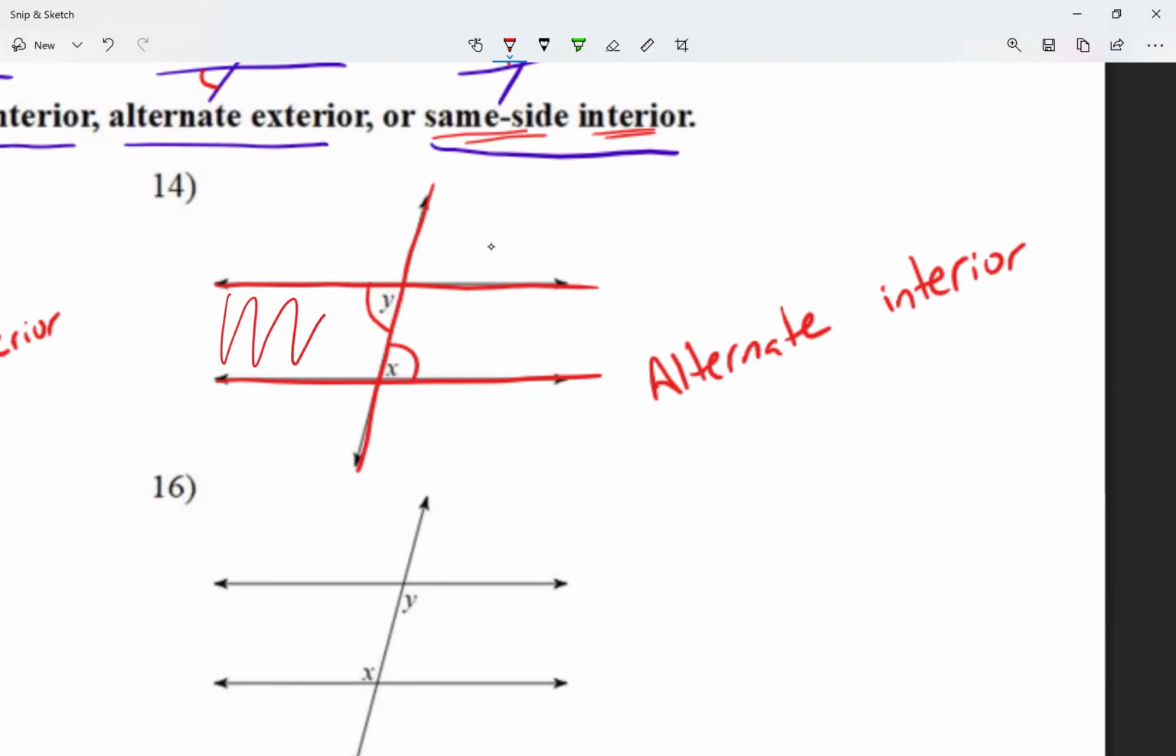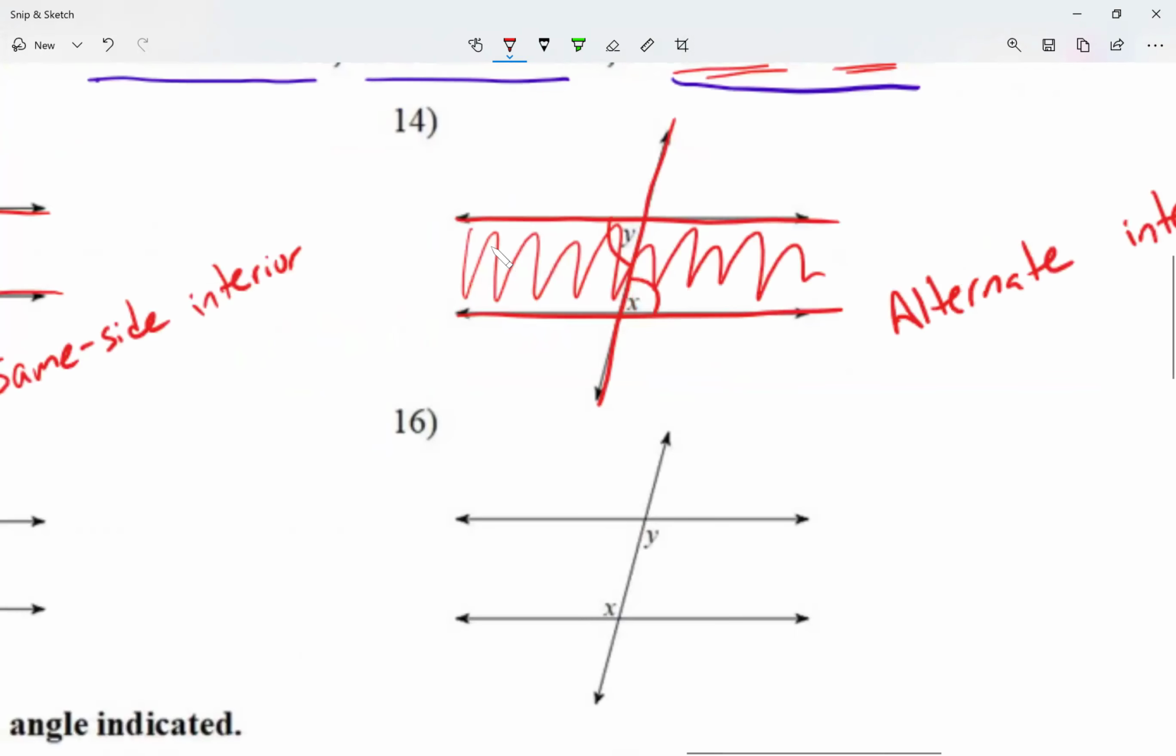Remember, this area, this space in between the parallel lines, we'll call interior, inside. If it's not inside, if it's outside, we call that exterior.